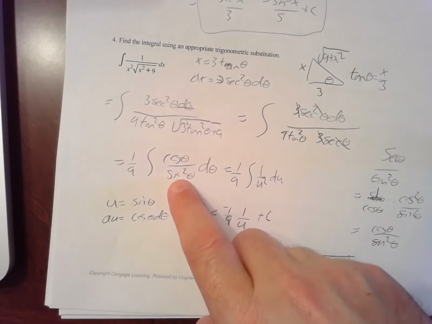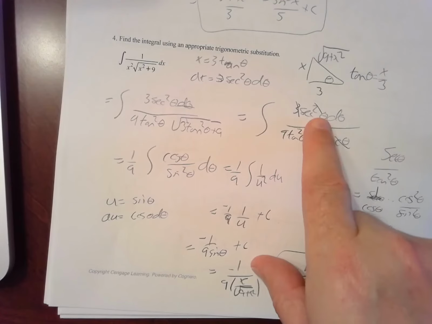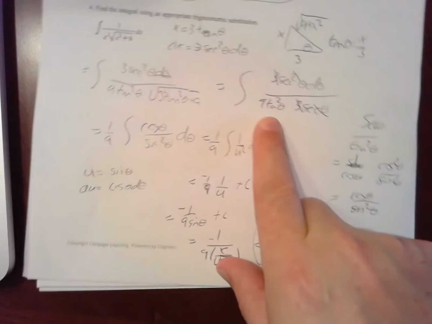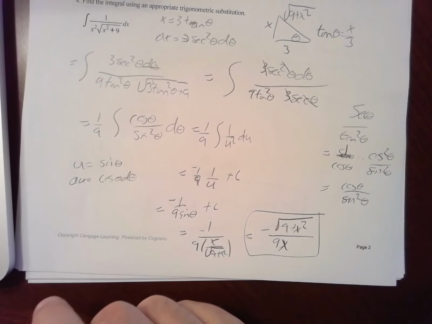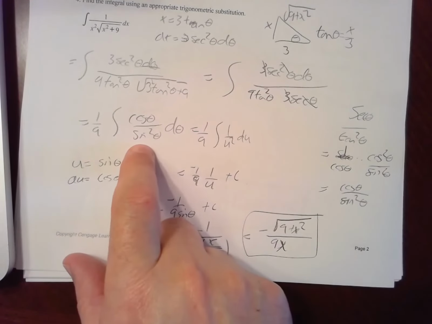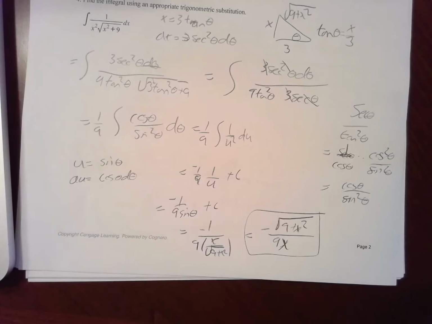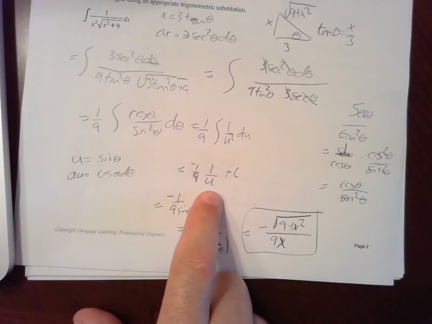We get a cosine over a sine squared. We had to do a little converting there. We had an extra secant on top, a tangent squared on the bottom. So I had to do a little converting here into sines and cosines. And then that's just a u sub. U is sine, du is cosine. So we get 1 over u squared. We get all the way down to where we're at u's.